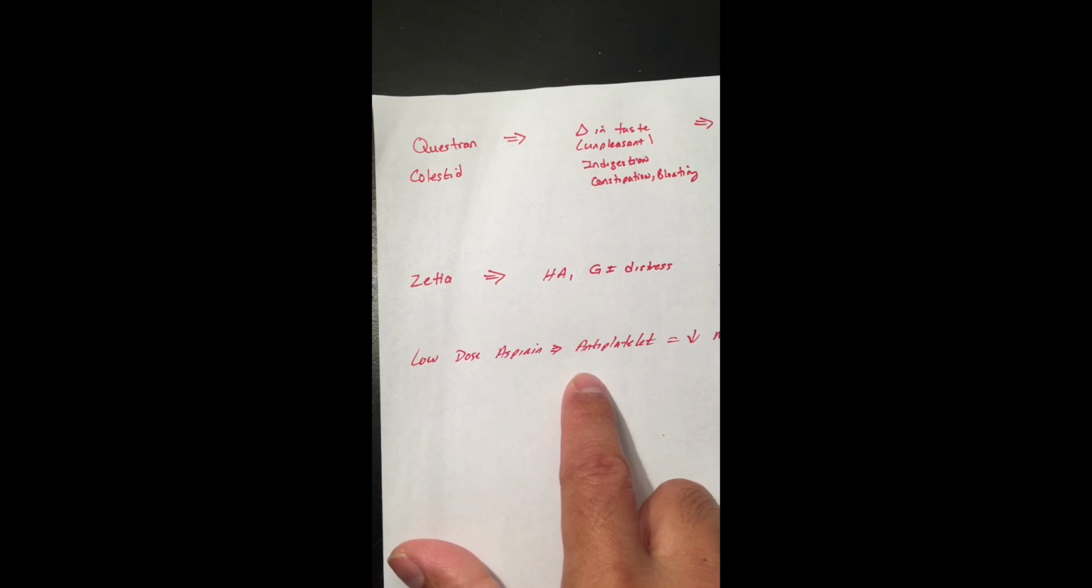And the other thing that physicians tend to recommend is a low-dose aspirin. Now, this is just an antiplatelet, and this is given again in hopes of preventing an MI.